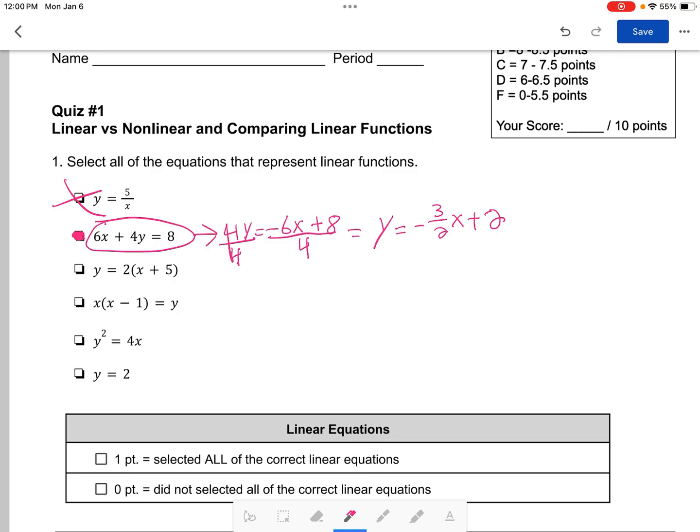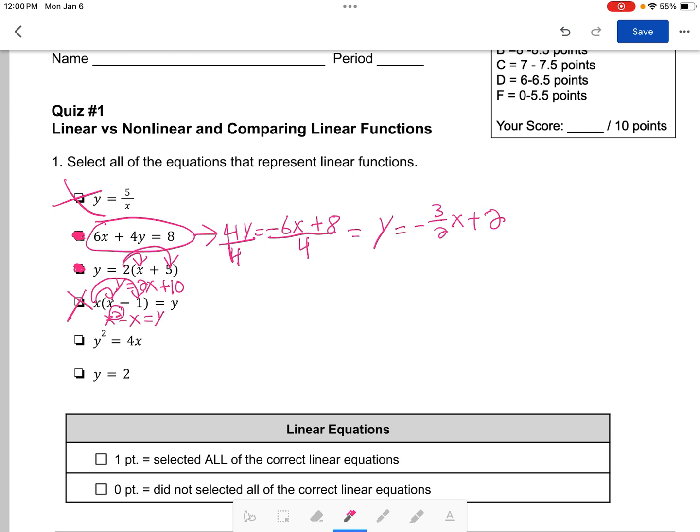For the third equation, I'm going to distribute this 2 to both parts of the parentheses. So now I have y equals 2x plus 10. That's in slope-intercept form. That is indeed linear. So I can go ahead and fill that box in. Looking at the fourth box, I'm going to distribute the x to both parts of my parentheses. x times x gives me x squared. And x times negative 1 is negative x, equal to y. This cannot be linear because I have an exponent here. So I can cross number 4 off.